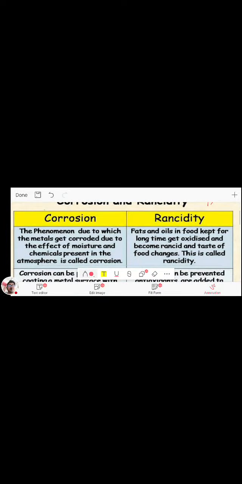Corrosion means a phenomenon in which metal gets corroded due to the effect of moisture and chemicals present in the atmosphere. Metals get corroded due to the effect of moisture and chemicals present in the atmosphere is called corrosion. Rancidity means slow oxidation of fats and oils resulting in bad smell and foul taste of the food is known as rancidity. Or, fats and oil in food kept for a long time get oxidized and become rancid. Taste and smell changes. This is known as rancidity.